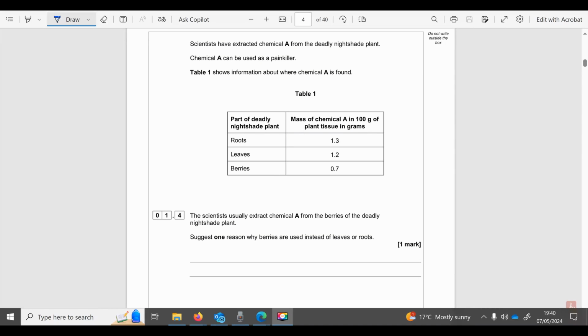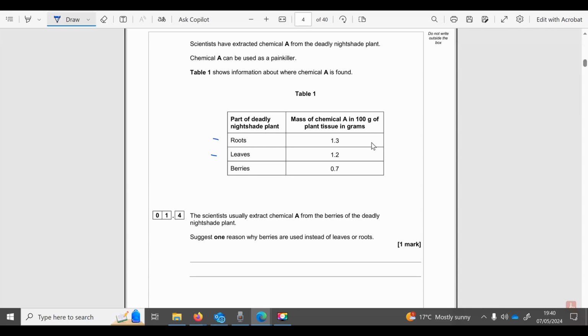Question 1.4. Scientists have extracted chemical A from the deadly nightshade plant. Chemical A can be used as a painkiller. Table 1 shows information about where chemical A is found. The scientists usually extract chemical A from the berries of the deadly nightshade plant. Suggest one reason why berries are used instead of leaves or roots.